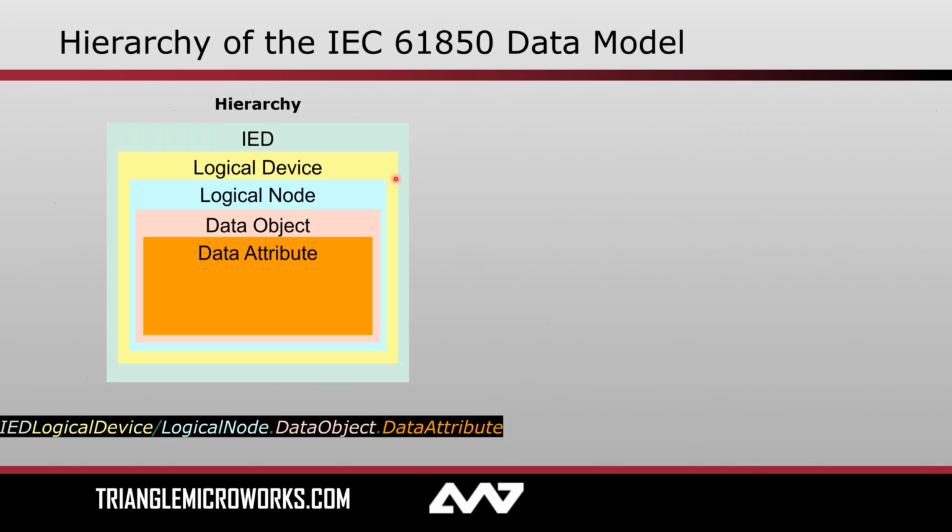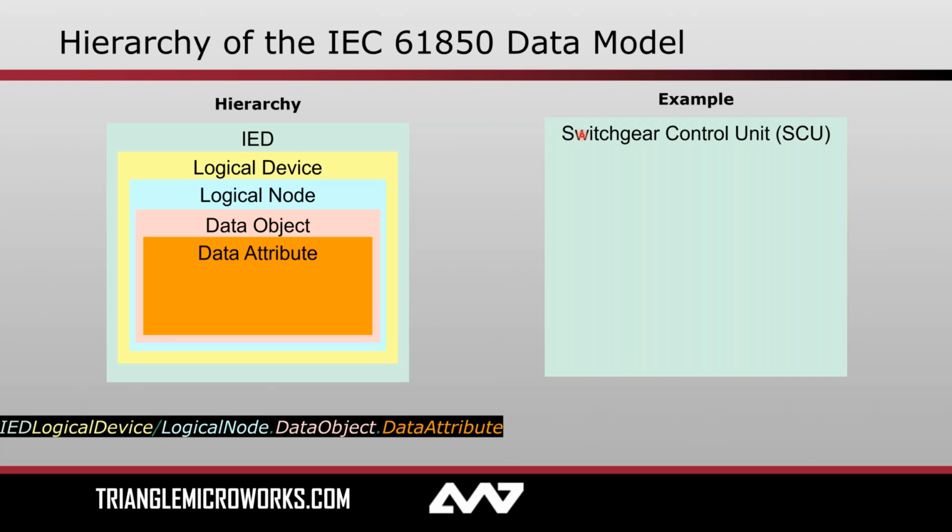Pictured here on the left-hand side, I have the hierarchy, beginning with IED. An IED is a physical device that you can hold in your hand. Intelligent Electronic Device is what it stands for. And think, in a most basic sense, either a protective relay or, as in my example over here on the right, a switchgear control unit, or SCU. This will be an IED that interfaces directly with a piece of switchgear, for example, a breaker.